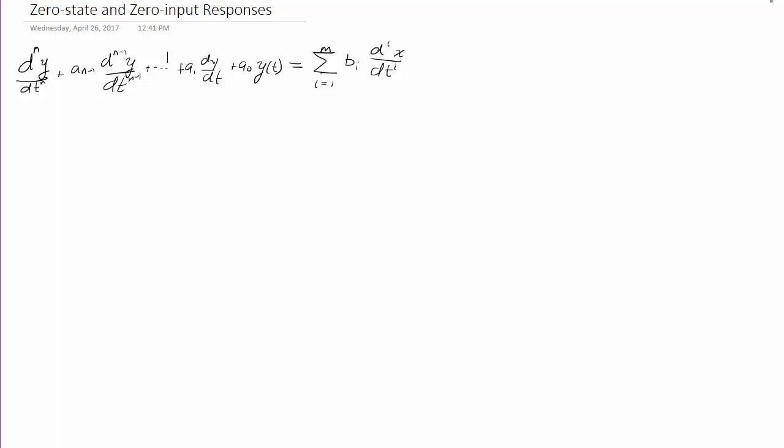Hello and welcome to this EE228 video where we are going to solve differential equations and introduce the concept of zero state and zero input responses. To start off, I want to re-examine this generic linear constant coefficient ordinary differential equation from last video. This is n derivatives of y on the left is equal to some combination of derivatives of the input forcing function x on the right.